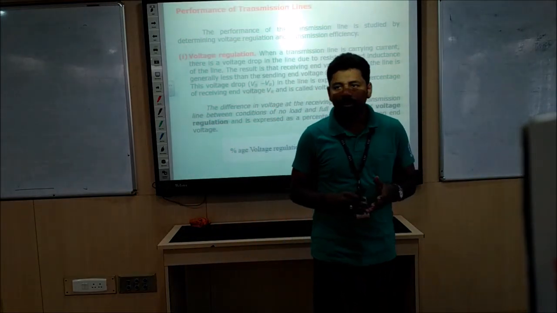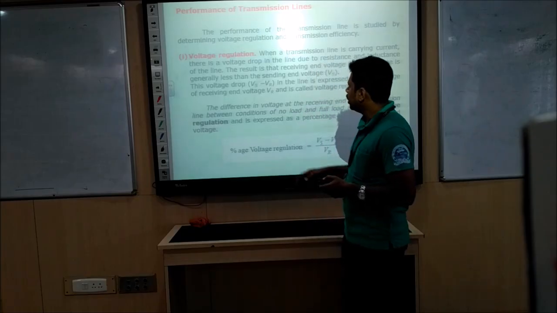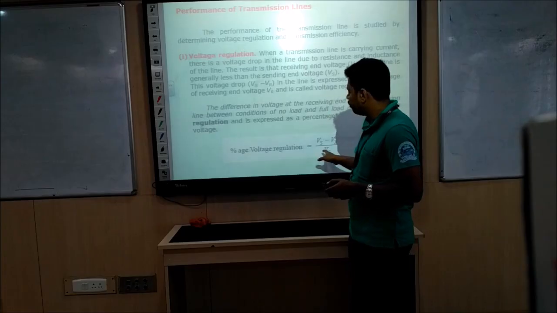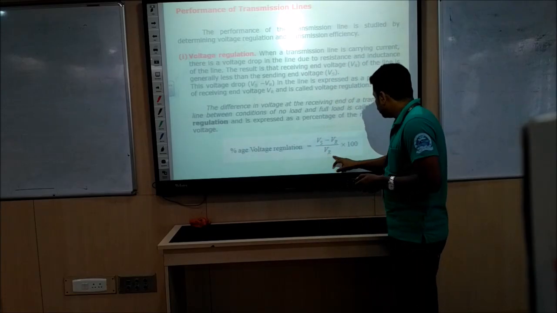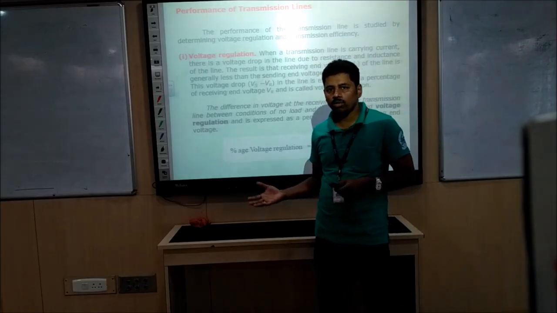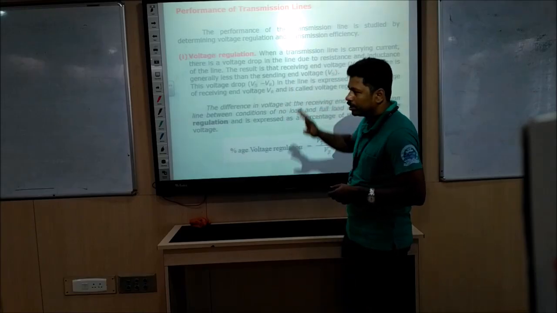One is the voltage regulation, the other one is the efficiency of the transmission line. To find the voltage regulation, the general formula which you use in your transformer, etc., is (Vs minus Vr) by Vr into 100, where Vs is the sending end voltage and Vr is the receiving end voltage. This will be the corresponding voltage regulation.